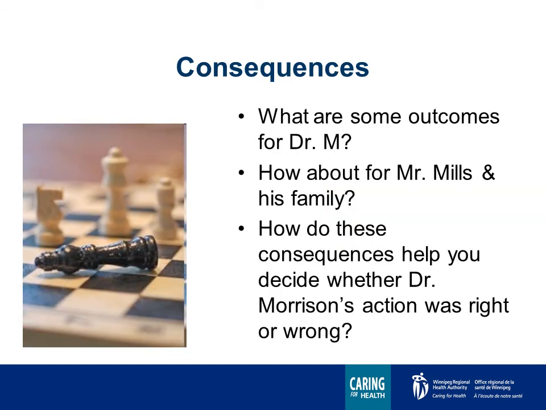In the comments this week, I want to focus on how we decide whether Dr. Morrison did the right thing or the wrong thing. That is, I don't want to spend too much time on whether she behaved ethically or unethically, but on how you reach that judgment. When you're thinking about your posting this week, think about these questions. What are some of the outcomes for Dr. Morrison? How about for Mr. Mills and his family? How do these consequences help you decide whether Dr. Morrison's action was right or wrong?